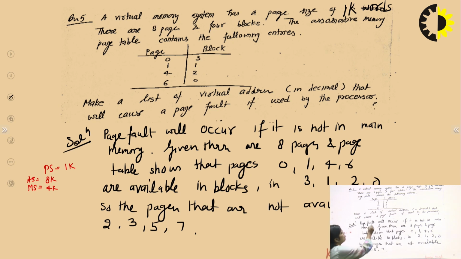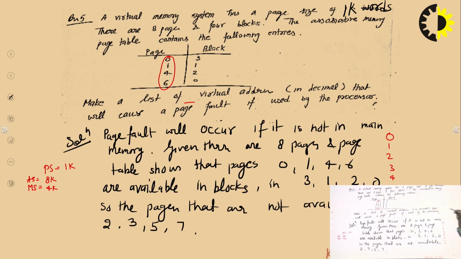How can you find the virtual addresses in the list? First of all, you have to find the page faults. Why page faults? Because there are 8 pages and the memory blocks are only 4, it means 4 page faults will occur. Which page numbers cause the page faults? You can see here 0, 1, 4, 6. If you write the page numbers: 0, 1, 2, 3, 4, 5, 6, 7.